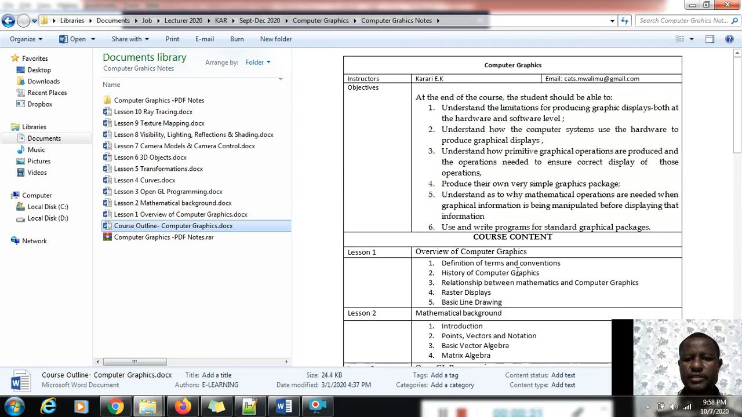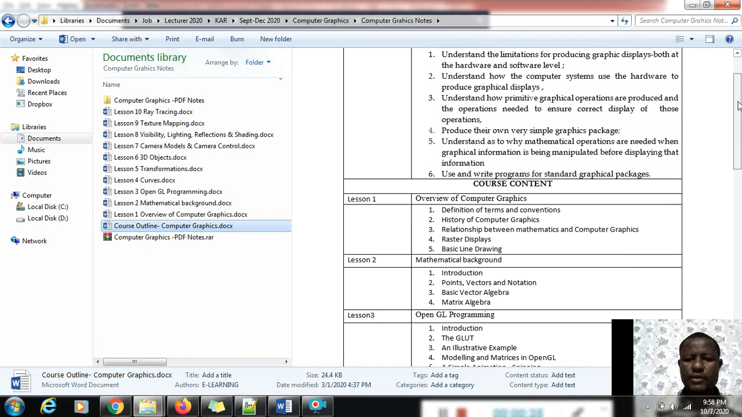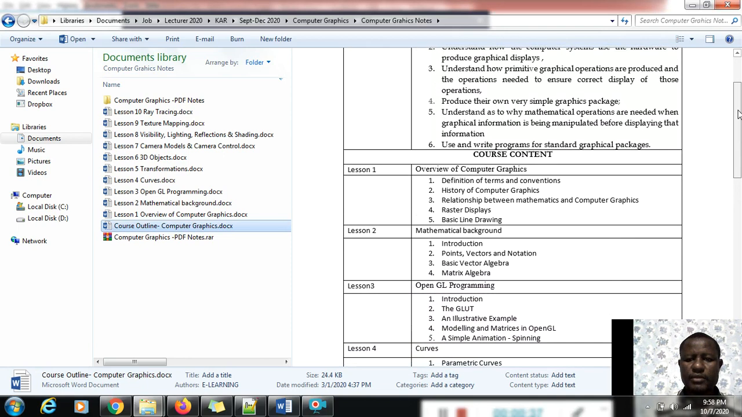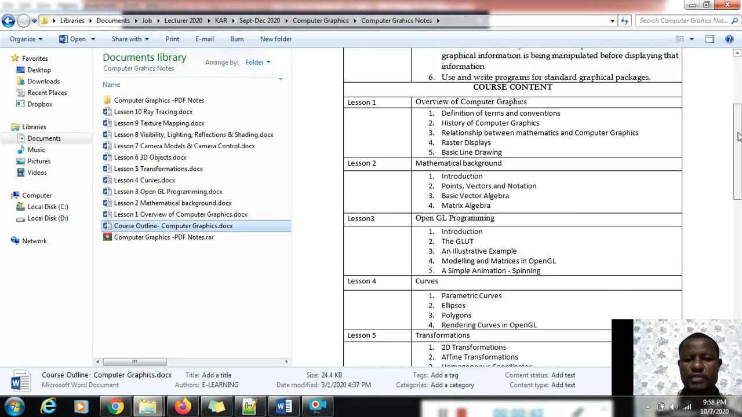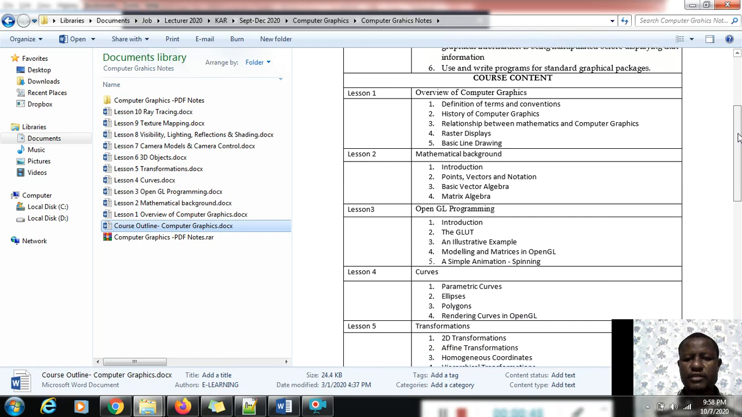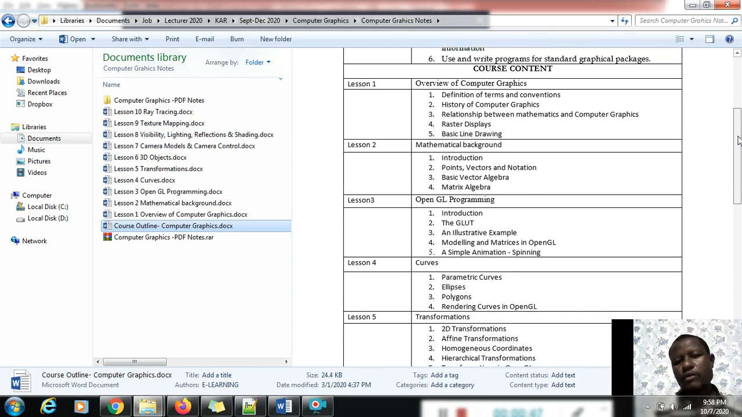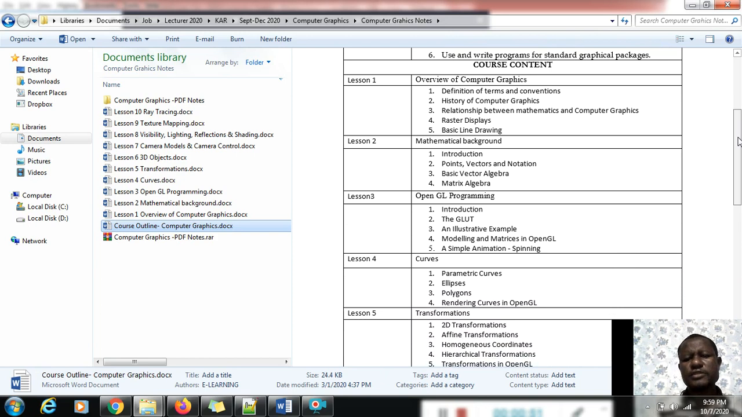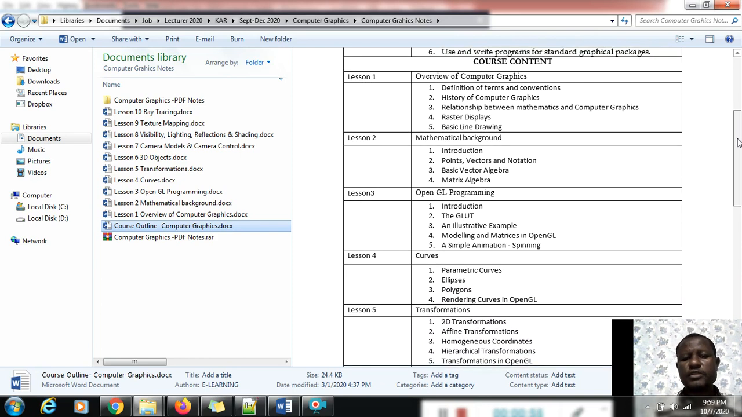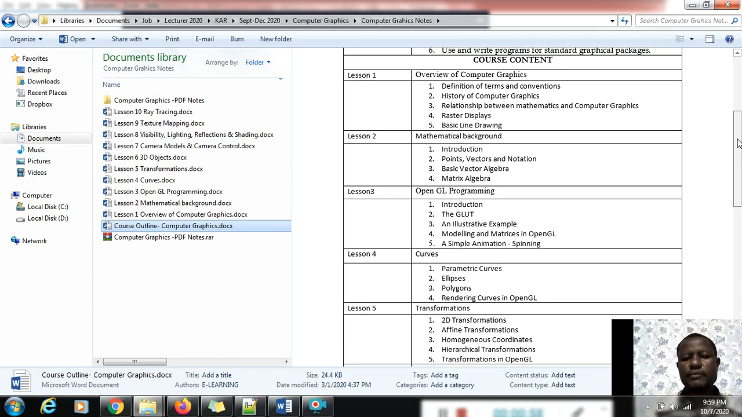As you can see, we've already looked at the overview and the terms which are used in computer graphics. We have also looked at the mathematical background. This is going to be very important. In fact, a bulk of computer graphics consists of computations, especially matrix and vector algebra. Then you have OpenGL programming, which we introduced in the third lesson. We had a look at the graphics library utility toolkit.